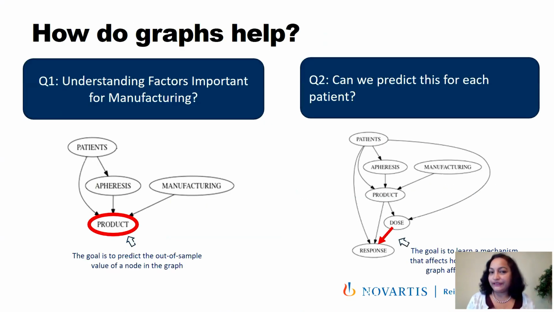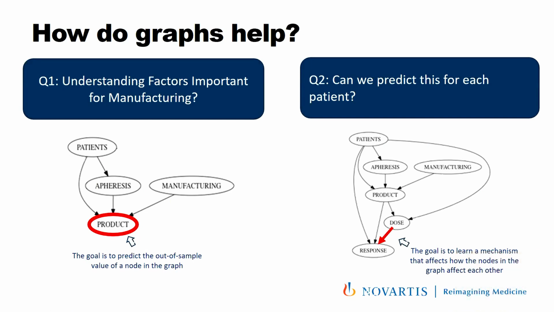That being the overall picture, we're just going to go through very quickly. Question 1 was understanding factors that are important to manufacturing. Question 2, how can we predict? So how did we combine our data sets? We had one set of data that coalesced into the patient group, next to the apheresis group, then the manufacturing data set, and then ultimately the product. And the question is, how can we understand what will make a good product? And that's why the product over here is outlined in red.